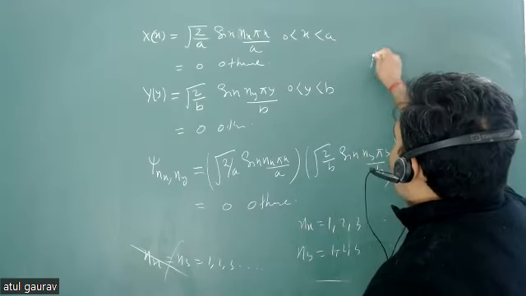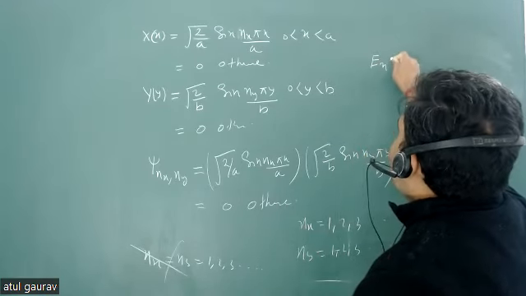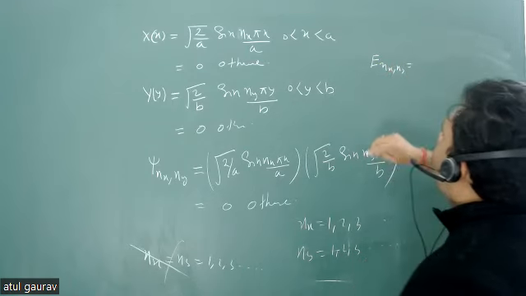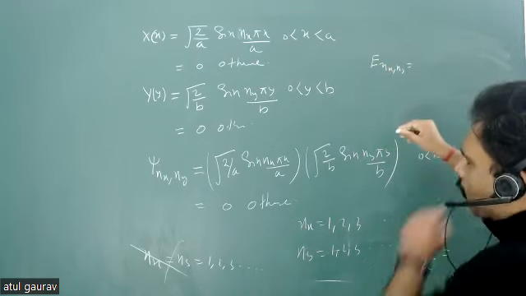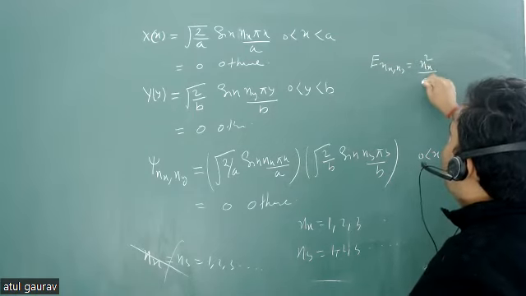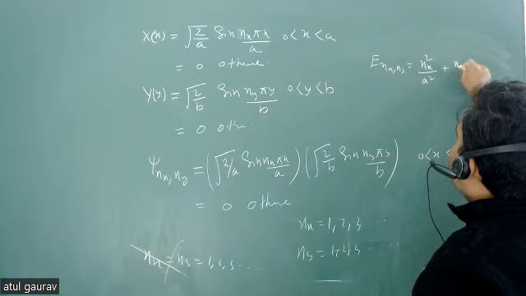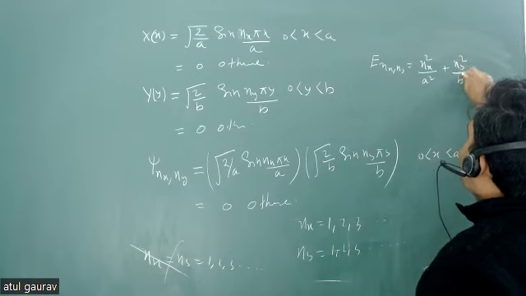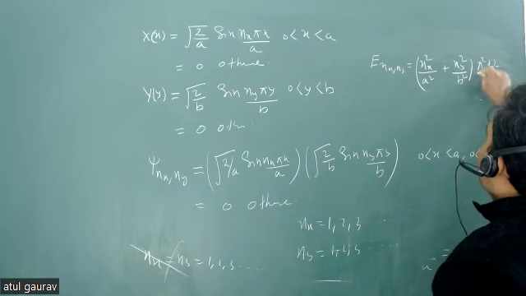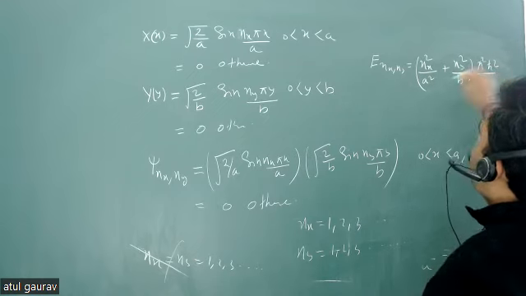And what will be your energy eigenvalue? E nx ny, and that value is equal to nx squared upon a squared, π squared h squared upon 2m.